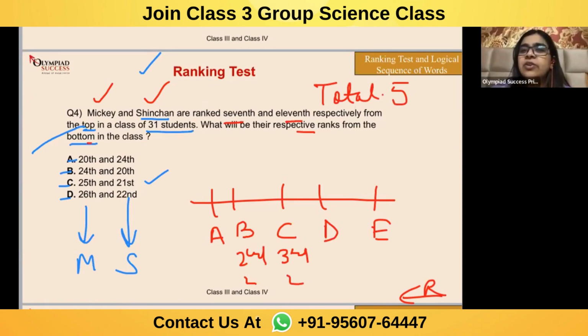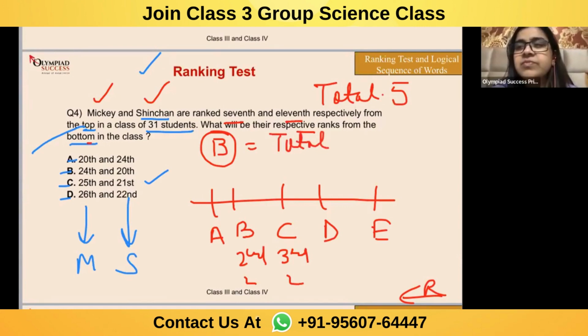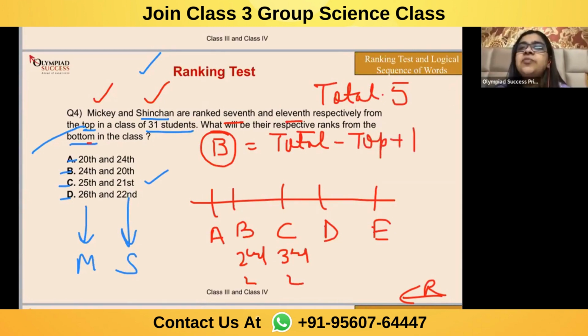Now, here, Kirtana, have a look. What we are going to find out is the position from the right-hand side for either B or C. Okay? So, if we take it first for B, what was the formula I made you write down, Kirtana? Do you remember that? Do you have it written with you? Yes. What was the formula? Miss, the formula was bottom equal to total minus top plus 1. Perfect.